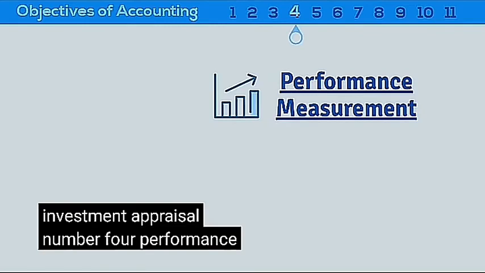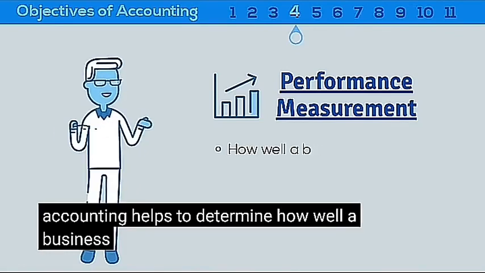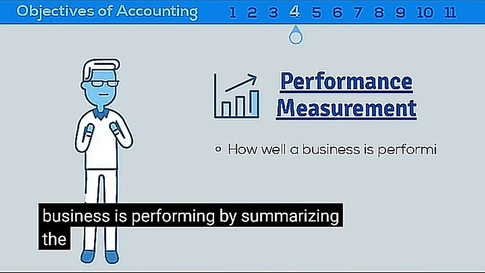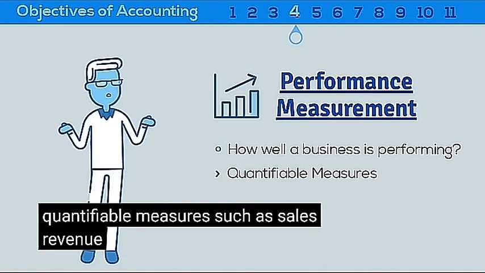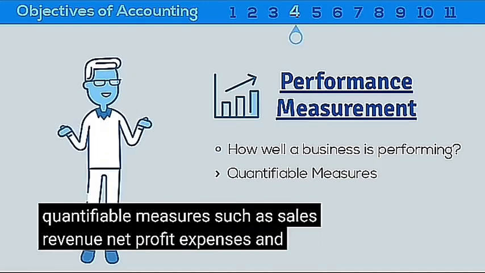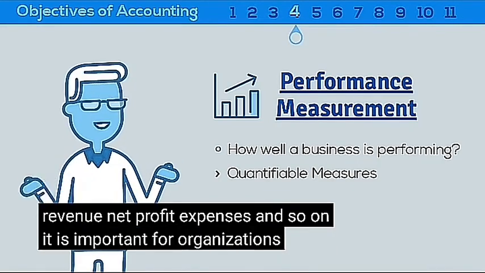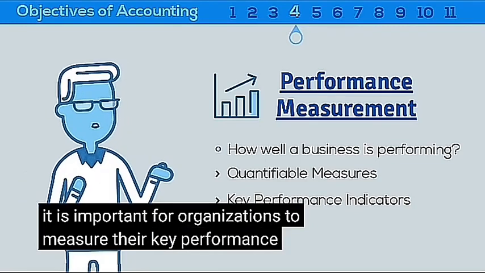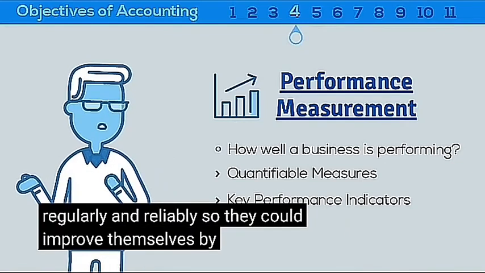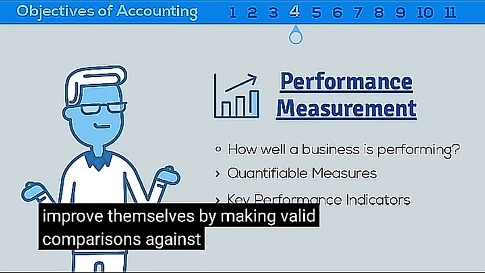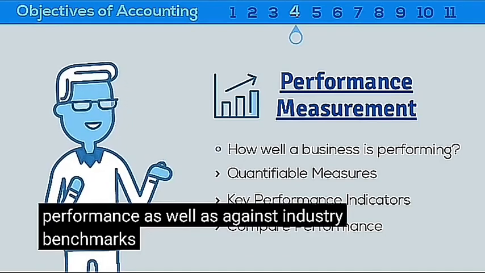Number 4, performance measurement. Accounting helps to determine how well a business is performing by summarizing the financial information into quantifiable measures such as sales, revenue, net profit, expenses, and so on. It is important for organizations to measure their key performance indicators regularly and reliably so they could improve themselves by making valid comparisons against their past performance as well as against industry benchmarks.